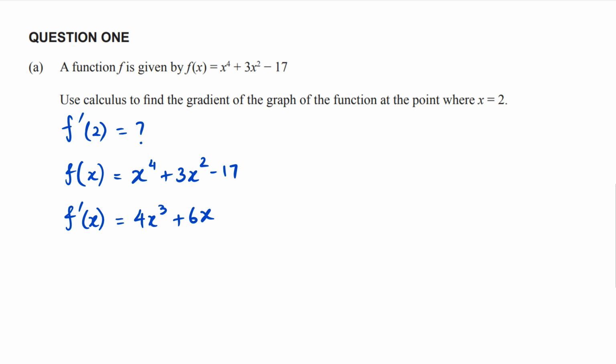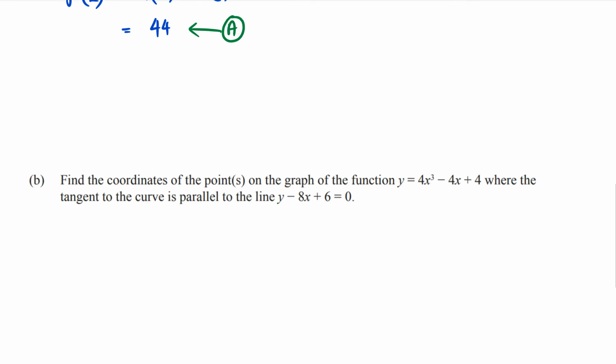And once I've found the gradient function, the next step is substituting the 2 in it, because that's going to give me what the gradient is. So we've got 4 times 2 cubed plus 6 times 2, which equals 44. So this question is just worth an Achieved, and you have to actually get the derivative found and the gradient evaluated. There are no separate marks on it, so you've got to get the answer correct for this question to get an Achieved. All right, so let's go to question B.